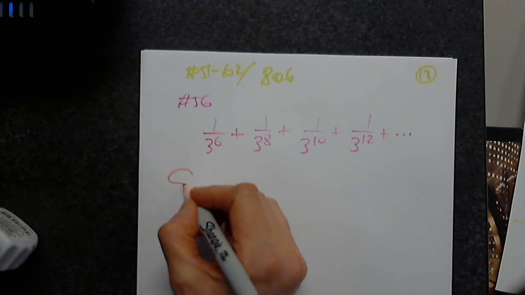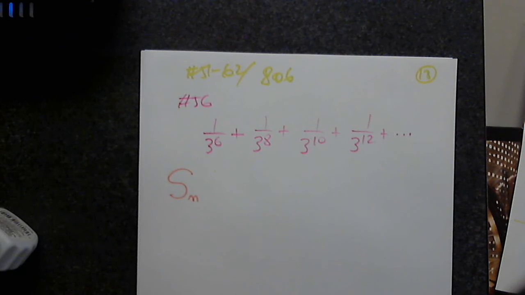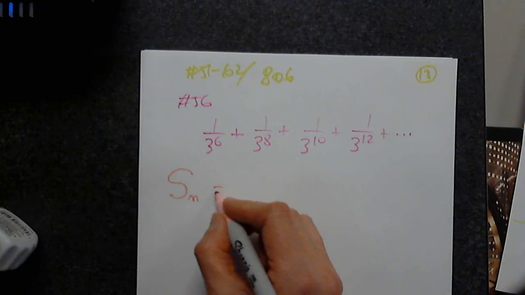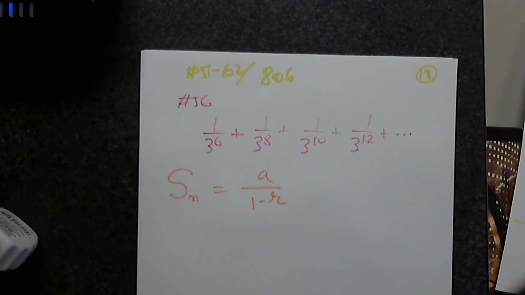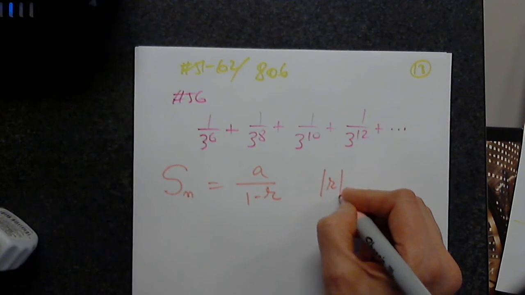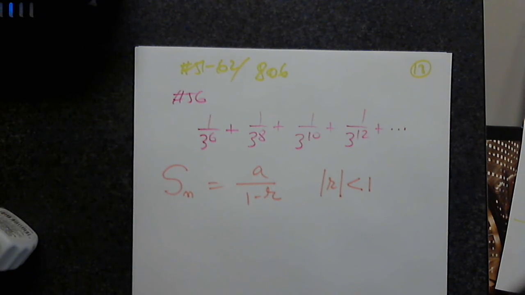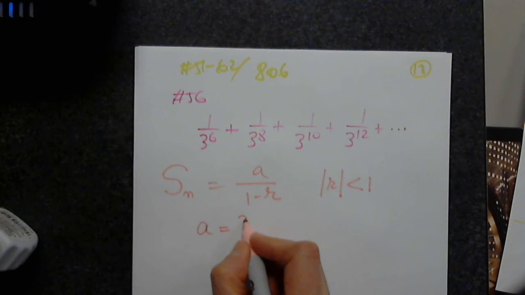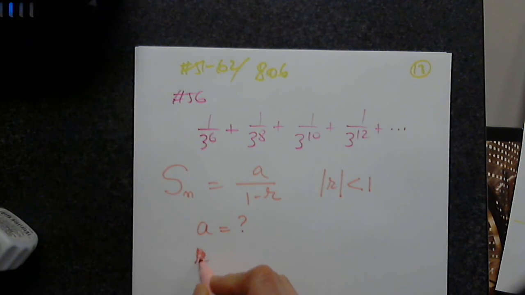So remember, the sum for an infinite geometric series is a over 1 minus r, and the common ratio must be less than 1. If the common ratio is 1 or more in absolute value, I'll say it's divergent. I cannot find its sum. This is it. So first I have to find the common ratio. I have to find A, and I have to find the common ratio. Can anyone give us the common ratio?